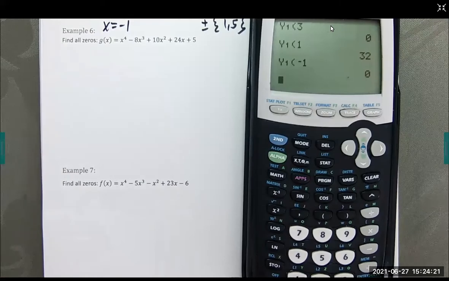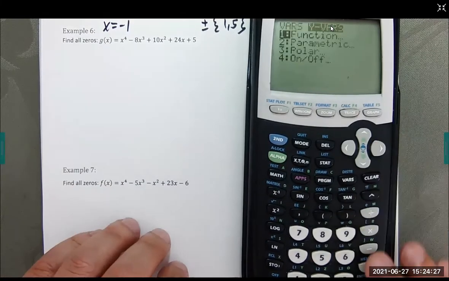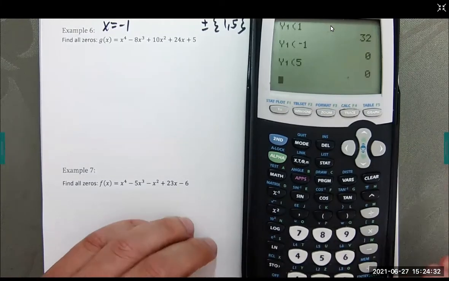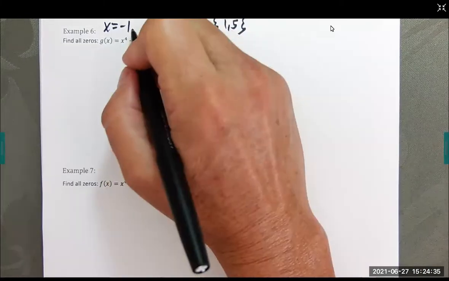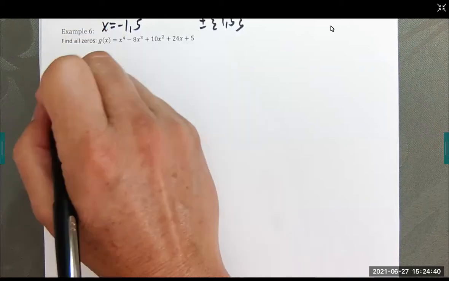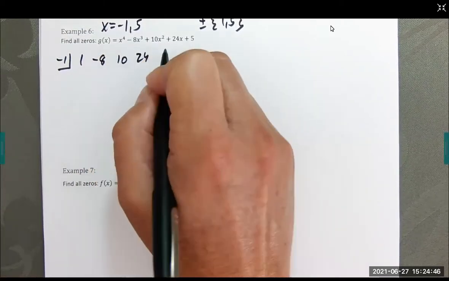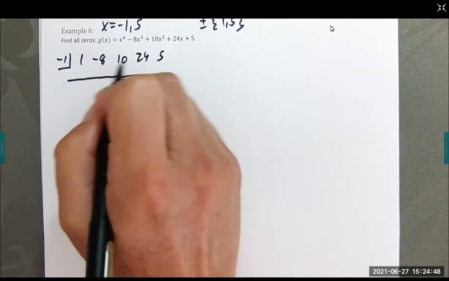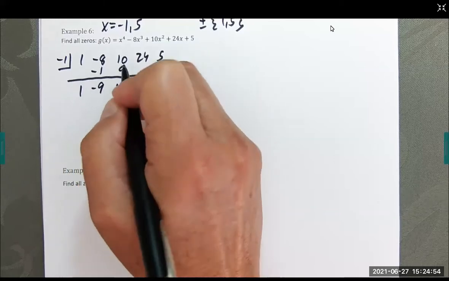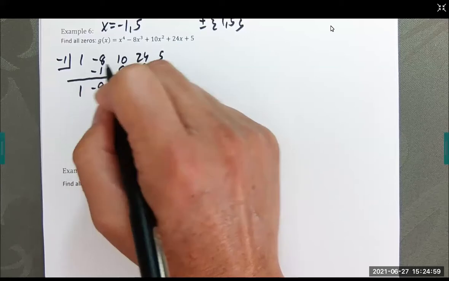Let's find another, since hopefully we can find 2, so we can drop it down to a quadratic. Because when we have a quadratic, we can use the quadratic formula if we need to. So let's try 5. Yeah, 5 is also a 0. Great. So we're going to do synthetic division twice. So let's start with negative 1. 1, negative 8, 10, 24, and 5. 1, negative 9, positive 19, negative 5, and there's our 0. Cool.